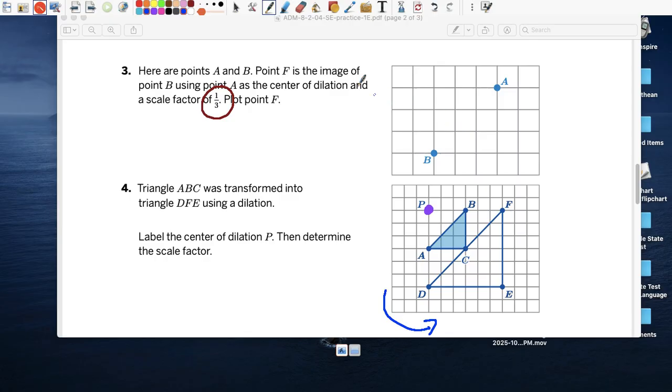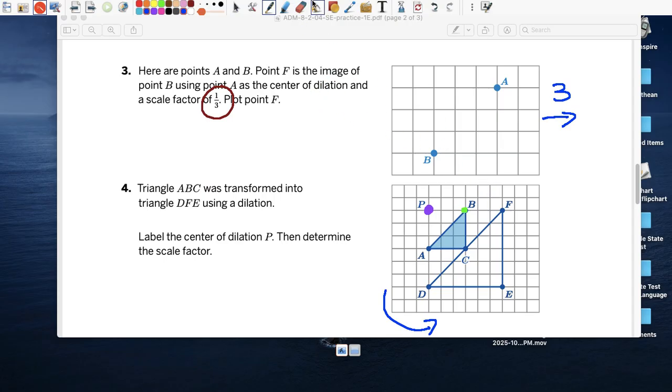Well, pick a point, and let's just focus on one point. I'm going to focus on point B, and then on point F, the same vertex of the same triangle, except on the larger version. So if I had to ask you to measure the distance from P to B, it would be that way, 3 units.